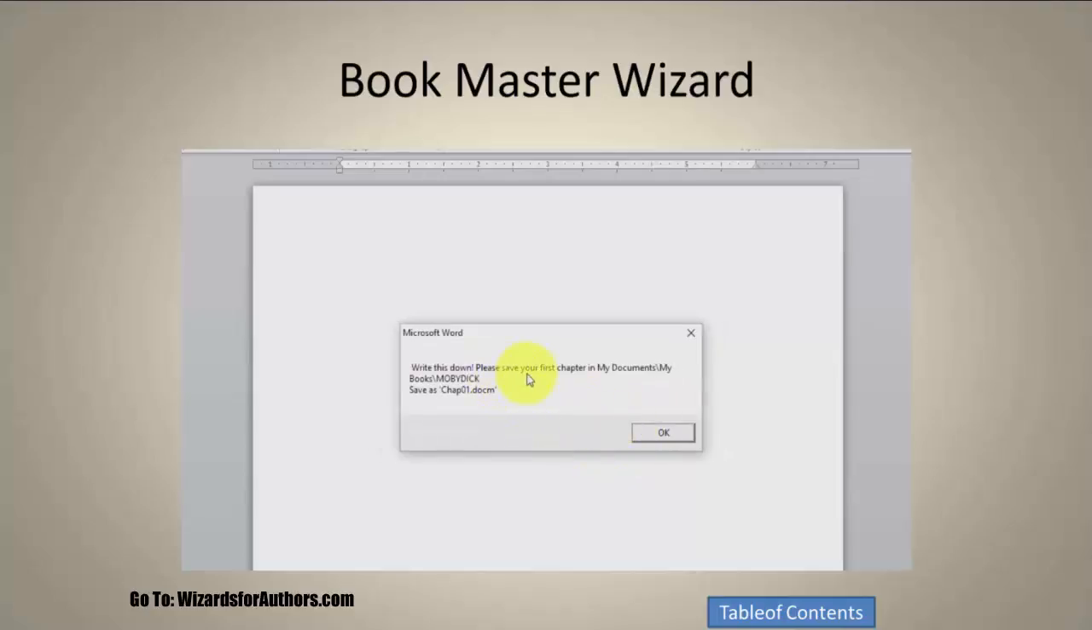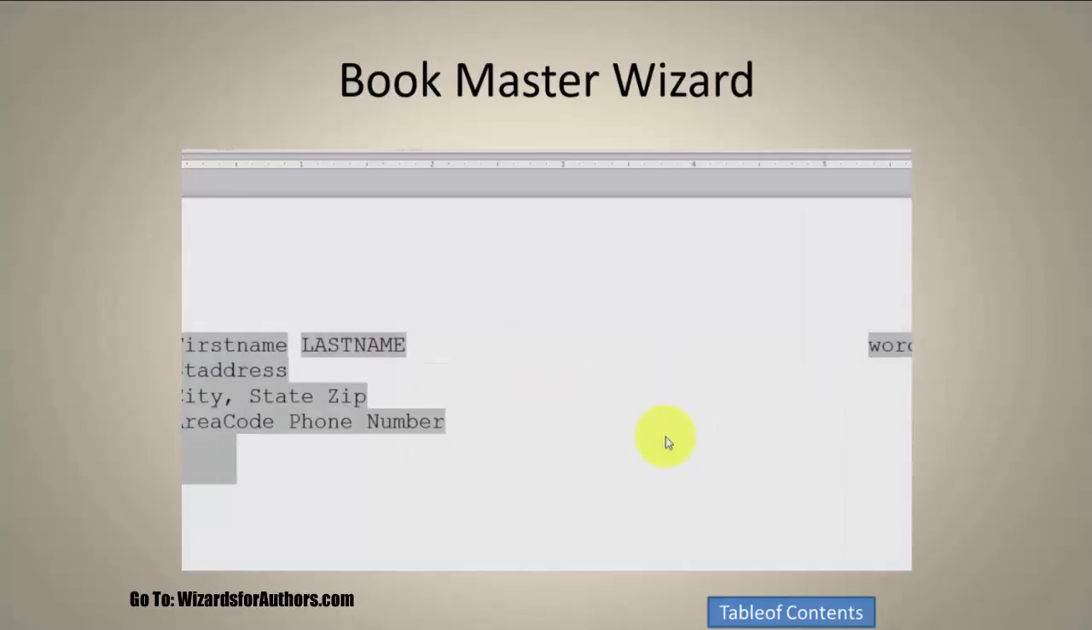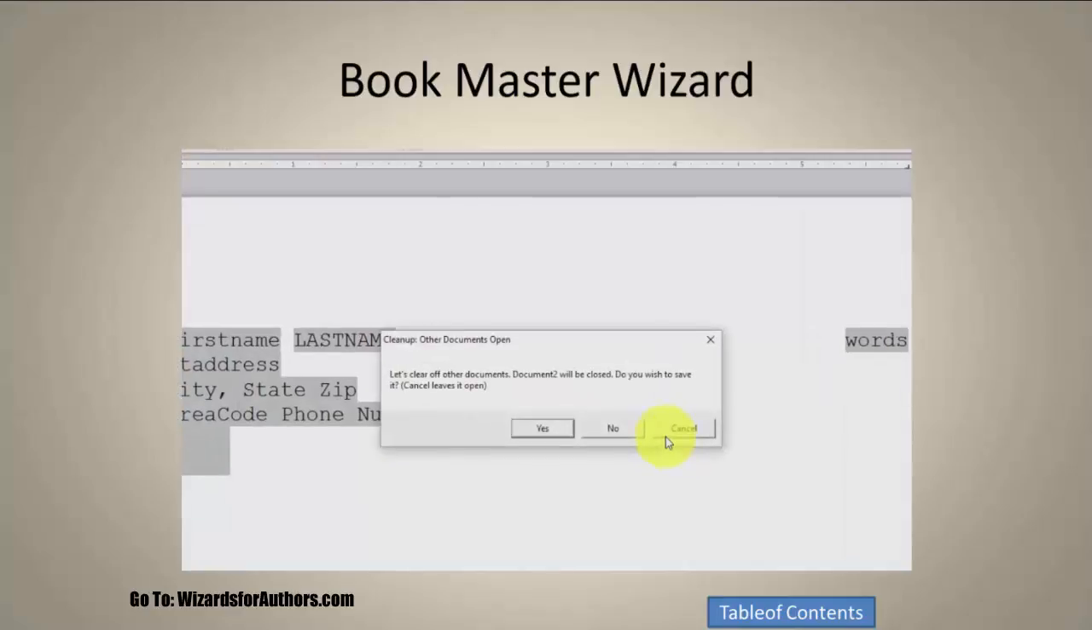Now, you can write this down. The folder has been now saved in My Documents, My Books, Moby Dick. And the chapter will be saved as Chapter 1 DOCM. Now we've entered the Novel Wizard. It's going to ask us if we want to clear off the documents.